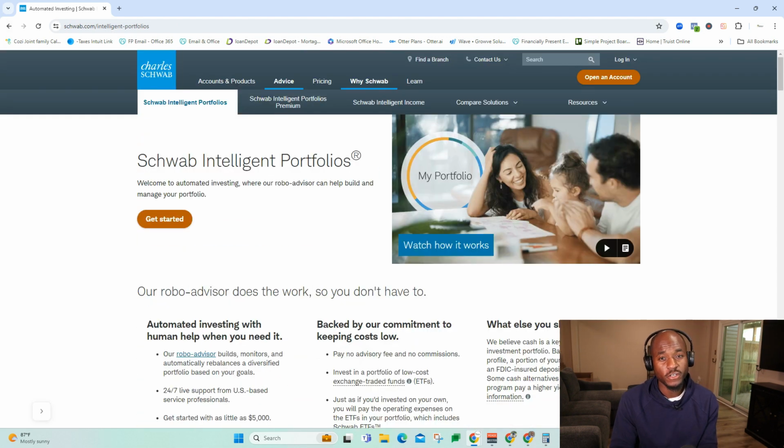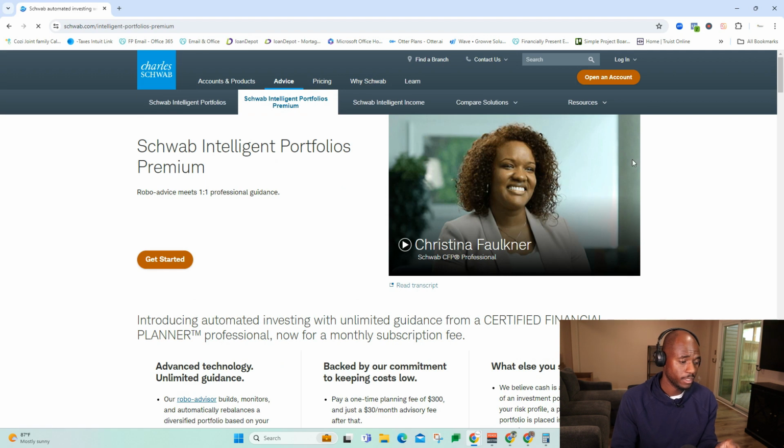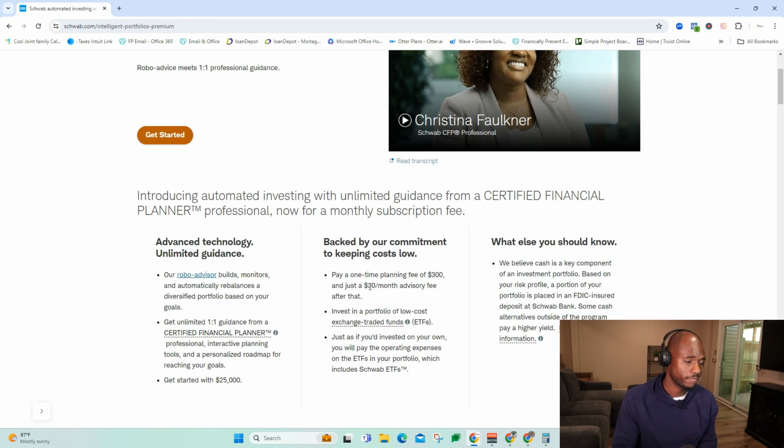There is another version of Schwab Intelligent portfolios. In fact, there's technically a couple more. There's Schwab Intelligent Portfolios Premium, and essentially this allows you to have access to a certified financial planner, which is a great resource. So it's a little bit more expensive. Remember, the previous Schwab Intelligent portfolio doesn't have a fee, but this one does, okay? It has a $300 initial one-time planning fee, and then every month you're gonna have to pay $30.